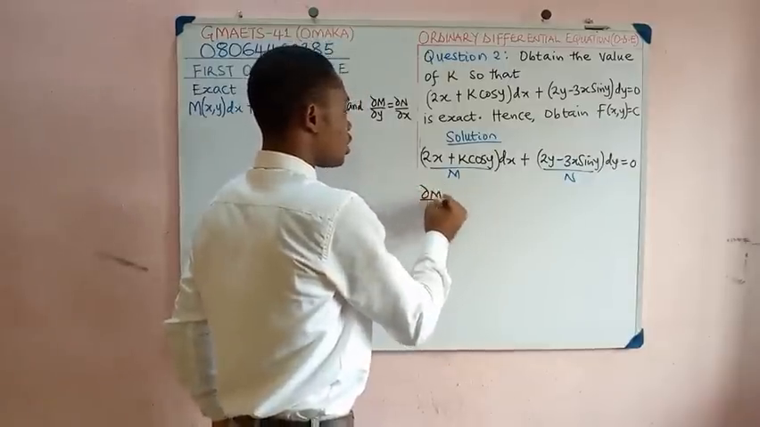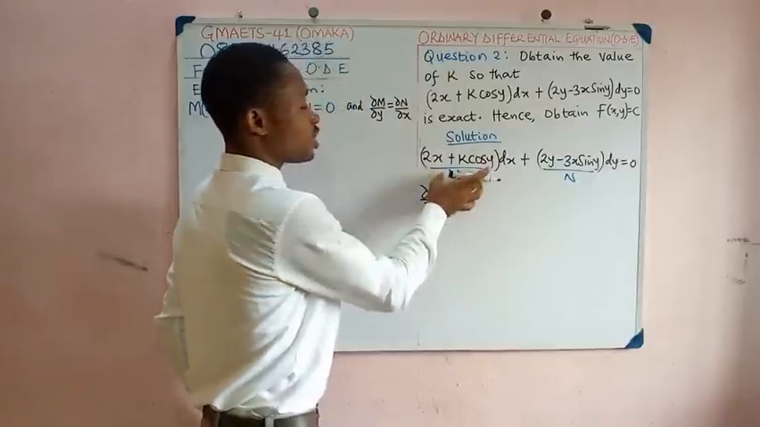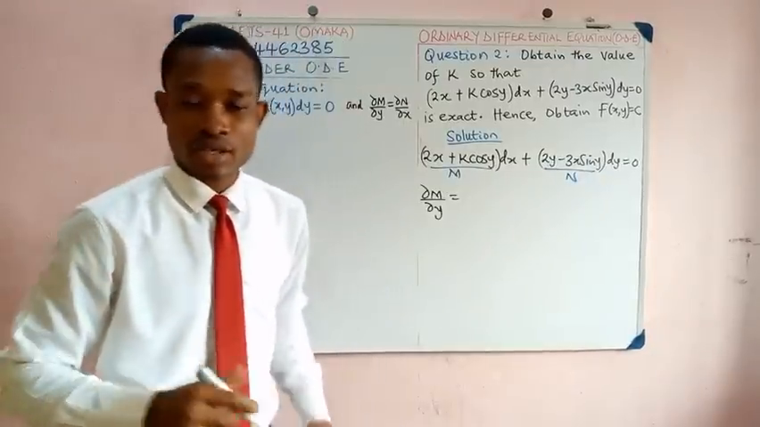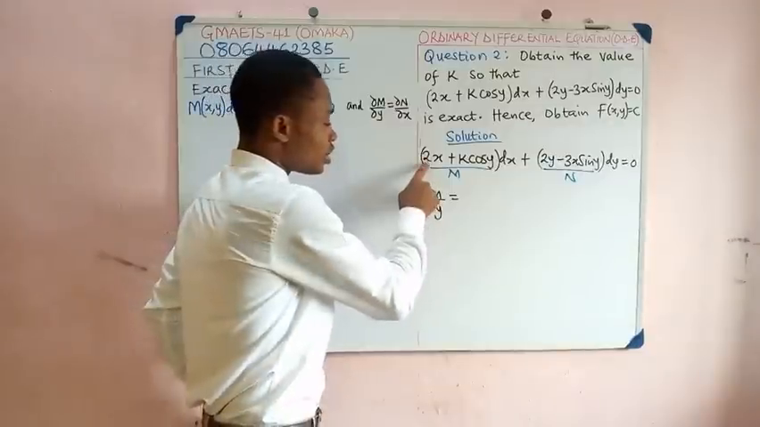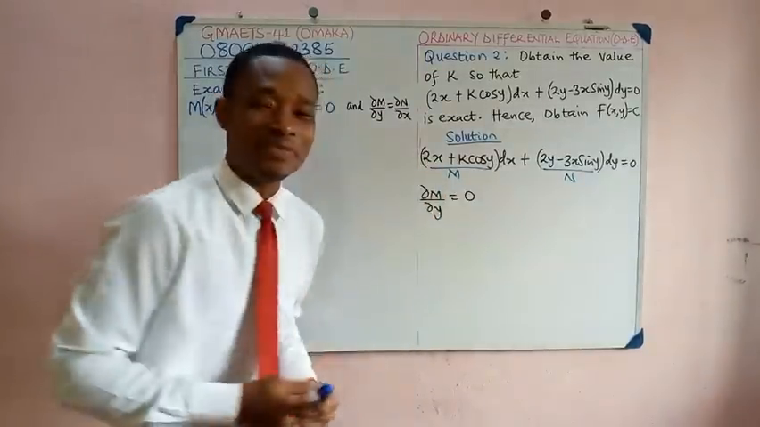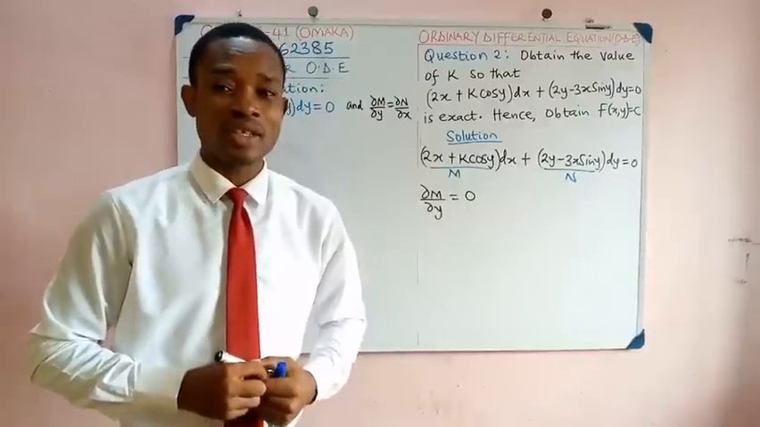The partial M over partial y. Remember, if you're differentiating this partially with respect to y, it means that x will be taken as what? Constant. Let's go. Now we're going to differentiate 2x with respect to y. That will give us what? 0. Differentiate partially.